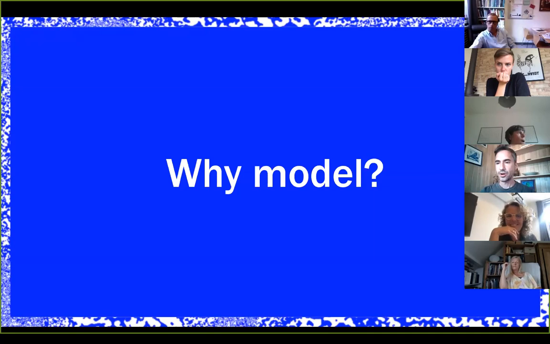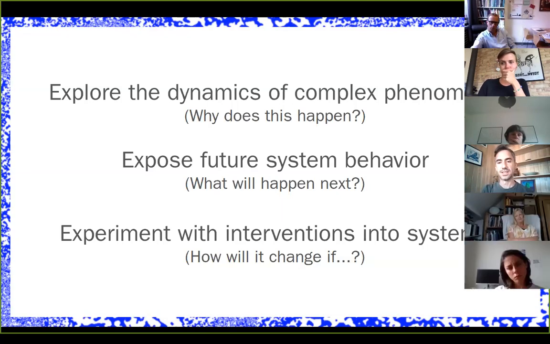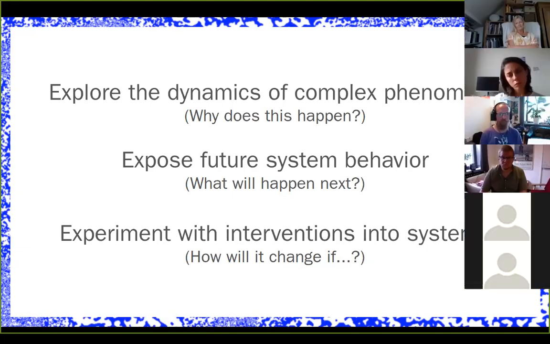And so the broader question of why do we model is, I think, best answered through a case study that we've actually already talked about a little bit. But I think there are three main reasons why we might choose to model or simulate something. We model to explore the dynamics of complex phenomena, to try to answer the question of why does this happen? Why do traffic jams emerge? Why does a physical system degrade over time, and how can it regenerate? We try to expose future system behavior.